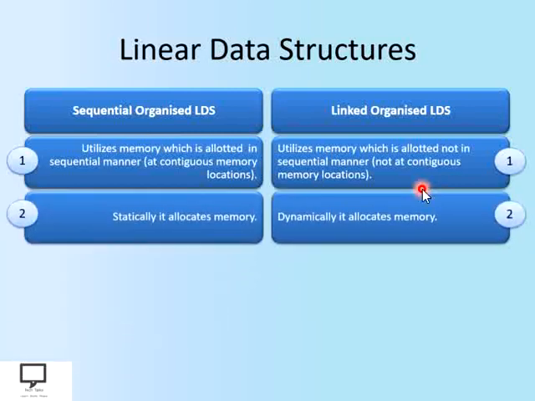Now let's move to the second difference. In a sequential organized linear data structure, the memory allotted is always static memory, but for linked organized linear data structures, we allocate memory which is always dynamic memory.